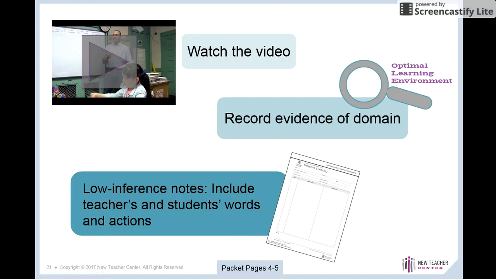So here's what we're going to have you do. The classroom you're going to take a look at is Mr. Cologne's classroom. He is a 5th grade teacher, and this is a 5th grade math lesson. The focus is on equivalent fractions, and this classroom is in Brooklyn Public School 108. Once again, you should only be recording evidence of the domain that you've been assigned, and you'll have a chance to write those down on packet pages 4 and 5.